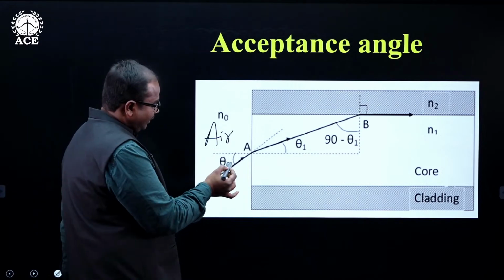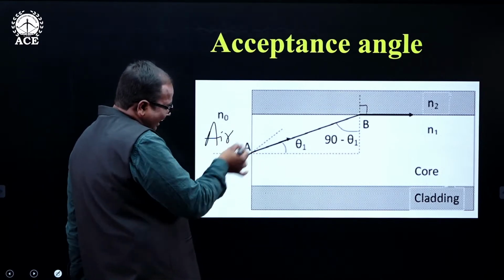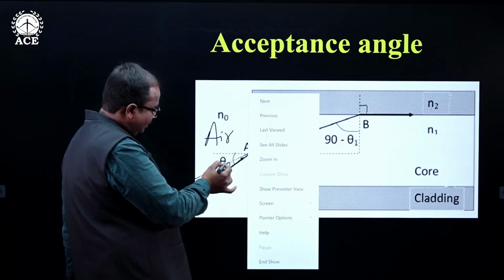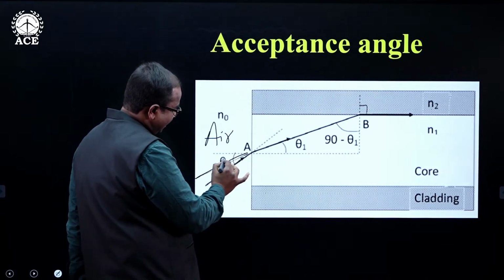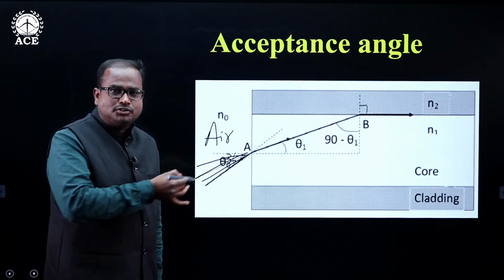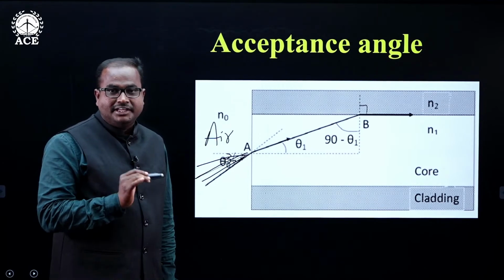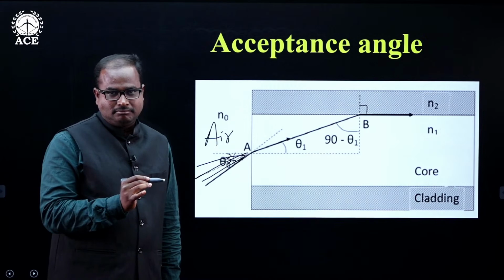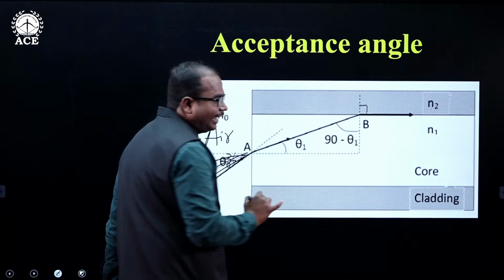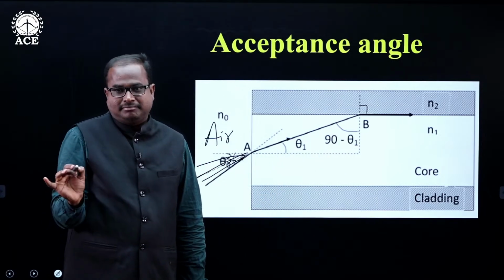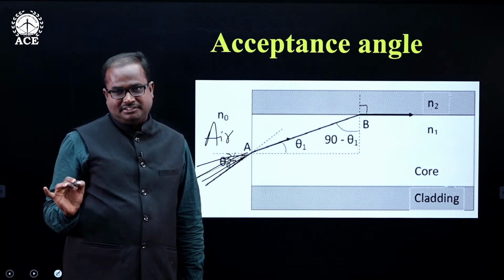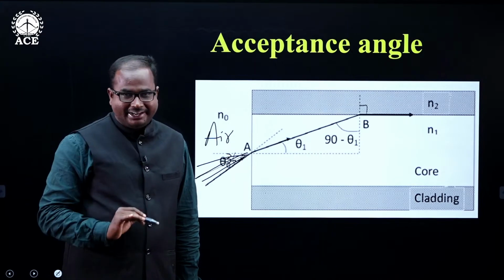Suppose we consider the maximum angle up to which you can launch. You can send the light ray in this direction, or this direction, or this direction; all the possible directions. But there is always one maximum angle. If you exceed that maximum angle, what happens? The light ray will not be trapped in the core medium. That means the light ray will not undergo total internal reflections. The light ray will enter into the cladding.